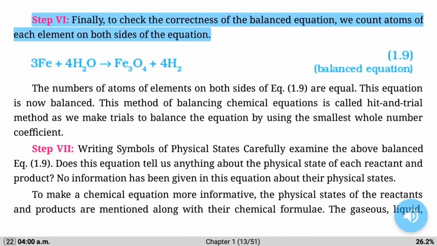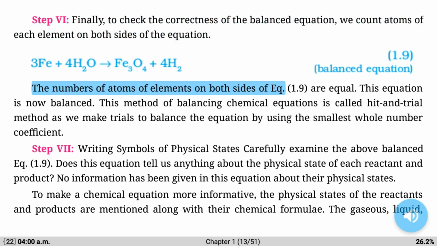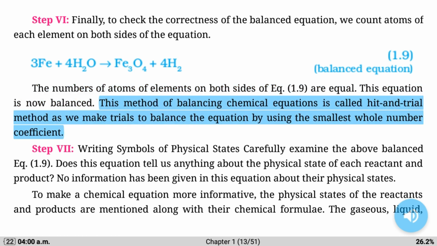Step VI. Finally, to check the correctness of the balanced equation, we count atoms of each element on both sides of the equation. The numbers of atoms of elements on both sides of eq 1.9 are equal. This equation is now balanced. This method of balancing chemical equations is called the hit and trial method, as we make trials to balance the equation by using the smallest whole number coefficient.